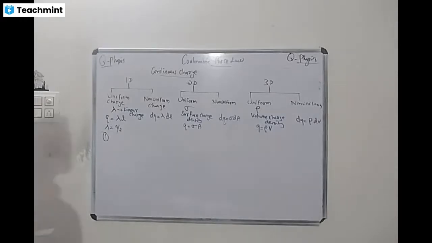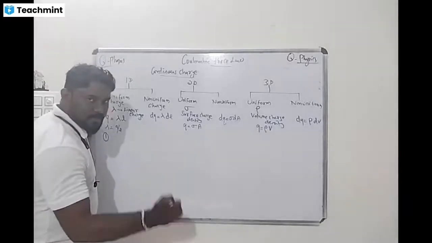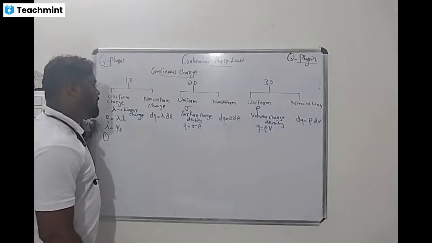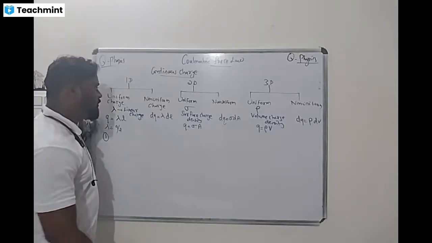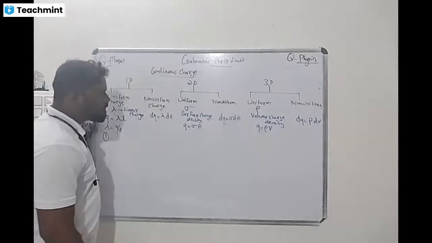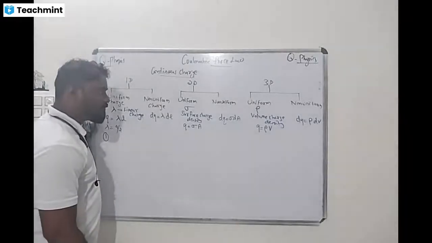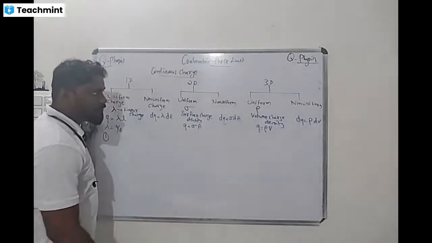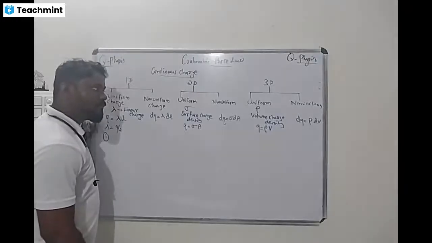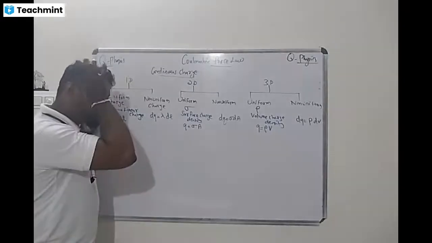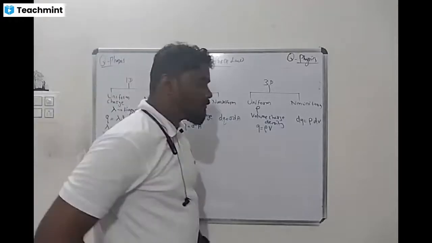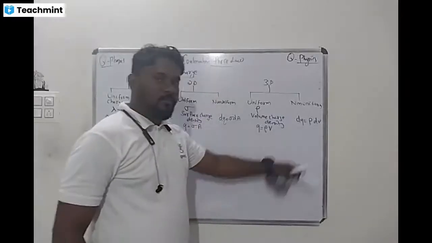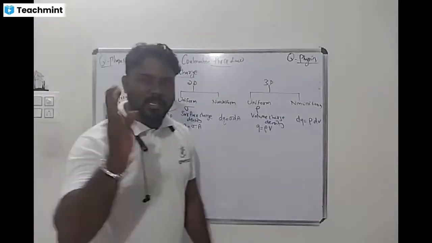Come on, sir. For uniform charge density, Q is equal to lambda L, where lambda is linear charge density. For non-uniform charge, dq equal to lambda dl. For two dimension, uniform charge Q is equal to sigma A, where sigma is surface charge density. Non-uniform dq equal to sigma dA. For three dimension uniform, Q is equal to rho v. Rho is volume charge density. For non-uniform, dq equal to rho dv. Yes, sir. That's it. Understood, right?